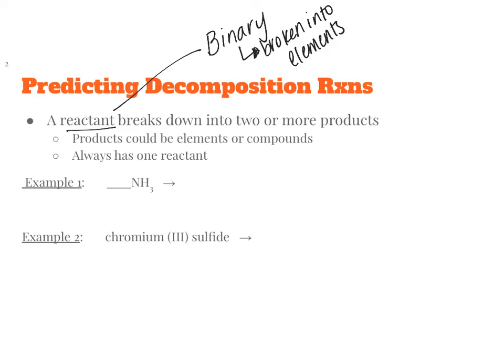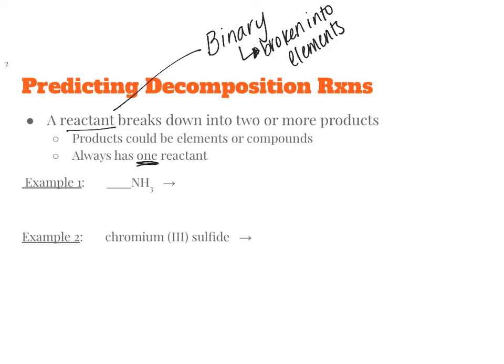So for decomposition reactions, one way you can tell that it is a decomposition reaction is when it only has 1 reactant. So anytime there's just one thing on the left side of the arrow, or 1 reactant, one thing that you're starting with, it is going to be a decomposition reaction. All right, let's try some examples.